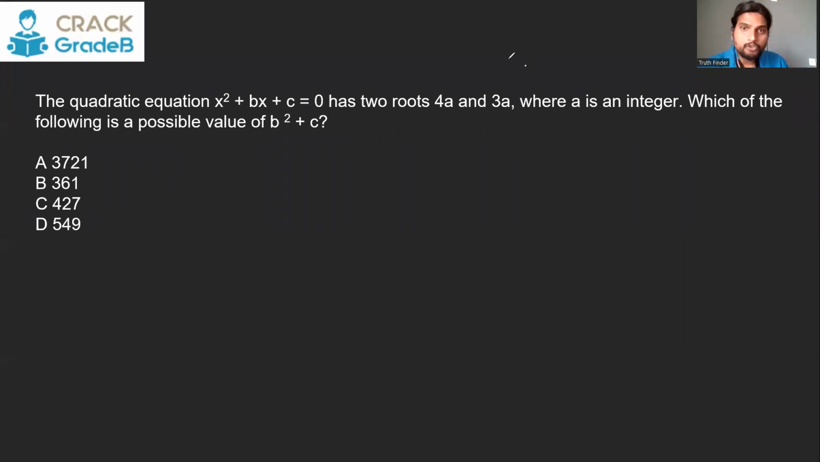The quadratic equation has two roots, 4a and 3a, where a is an integer. Which of the following is a possible value of b square plus c? So you know, if the roots are 4a and 3a, the sum of roots is minus b upon a. So minus b upon a here is 1. So the value of minus b is going to be 4a plus 3a, sum of roots, which is 7a. We want b square. So minus b is 7a, squaring both sides, b square will be equal to 49a square. So 49a square.